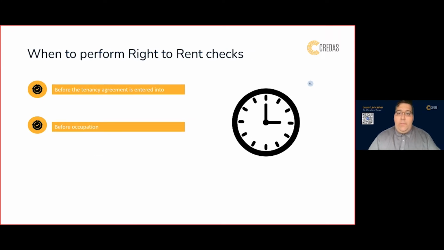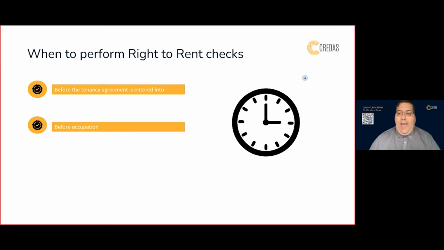In terms of when to perform them, basically all the time it should be before the tenancy agreement is entered into. So that's before that tenancy agreement is signed. The Home Office does obviously acknowledge that there are times when that's not possible, such as if you've got either a student or an individual living overseas who's then going to be moving to England. It may not be possible to do those checks prior to them arriving. So what they say there is, okay, you can sign the tenancy agreement, but before they occupy the property, you then have to conduct those right to rent checks. So primarily before the agreement's entered into, but if necessary, it has to be done before occupation.